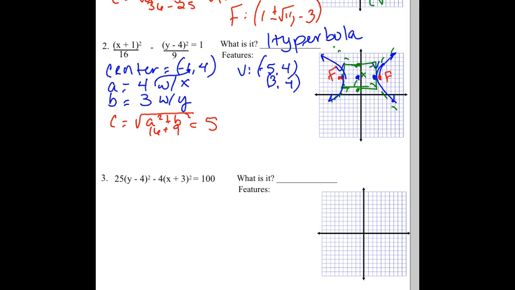Okay. Coordinates for the foci. We said we're moving in the X direction, so we're going to take our center point, right? We're going to take -1 plus and minus 5. So adding 5 gives me 4, and subtracting 5 gets me -6. We okay with those? All right, last thing we want to find are the asymptotes.